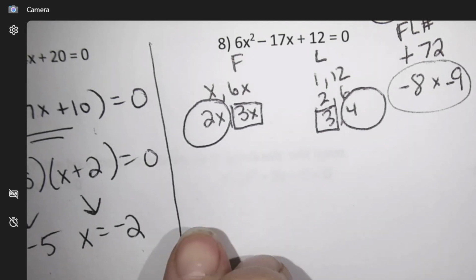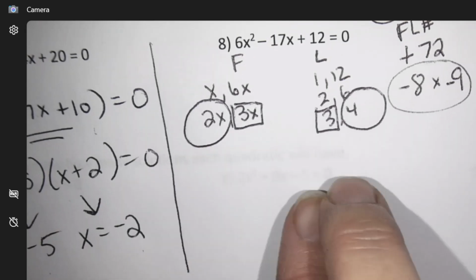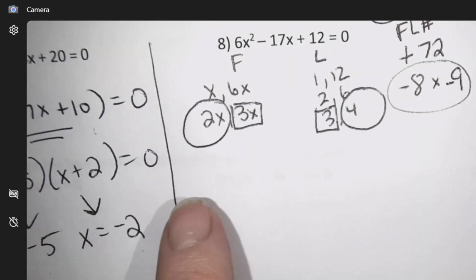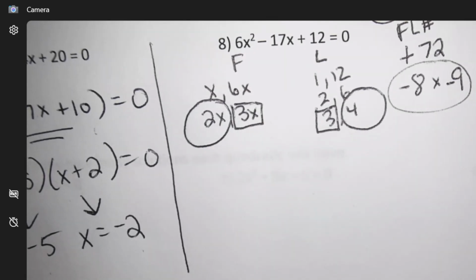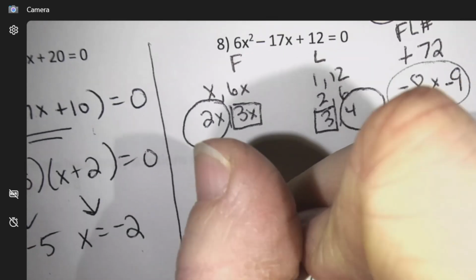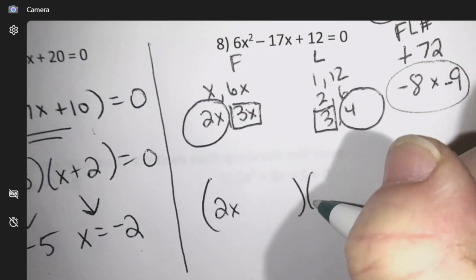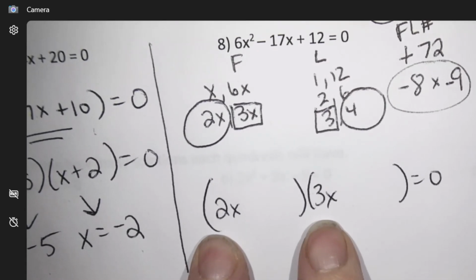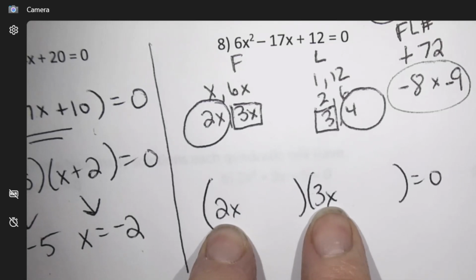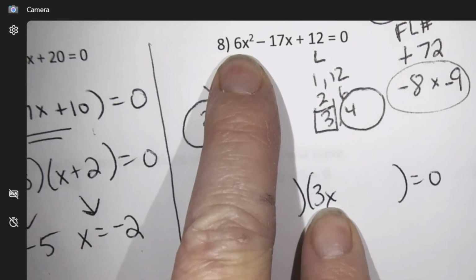Did you pick the 2x, 3x and the 3, 4? There's my 8 and my 9. Do you see my partners? Okay, so brackets 2x, 3x. So this is the FOIL part that I'm doing. This is first times first. What do I need? 6x squared.